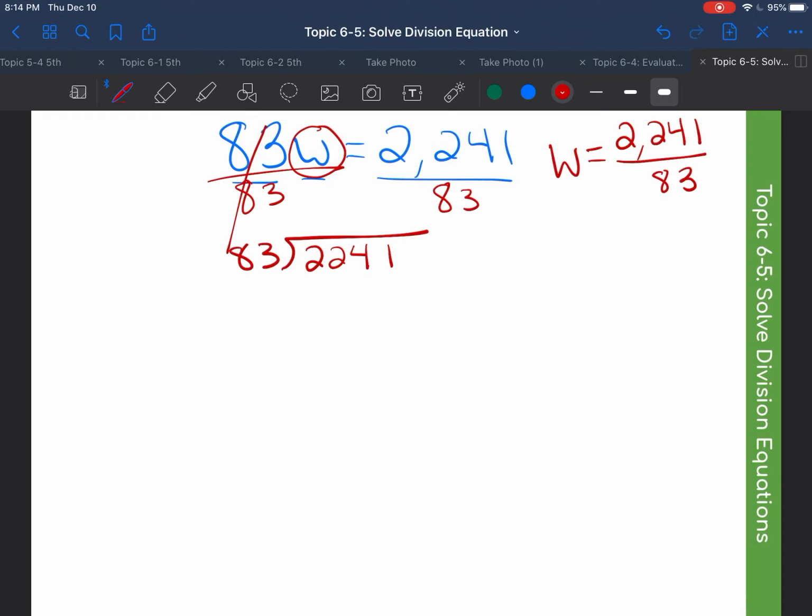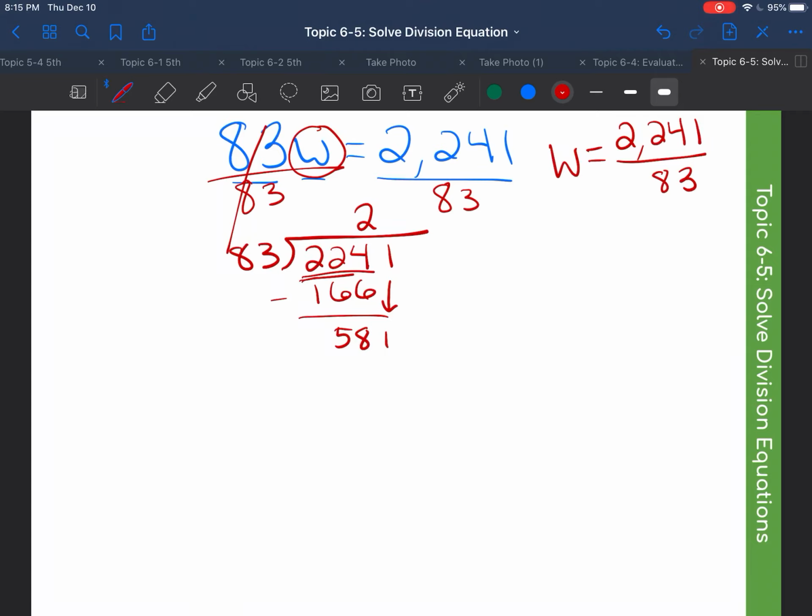All right, so 83, can it go into 2? Nope. Can 83 go into 22? No, it cannot. Okay, can 83 go into 224? Yes. How many times can 83 go into 224? Well, the only amount of times that it can go in without going over is 2 times to get 166. All right, and then we subtract 224 minus 166, and that gives you 58. Bring down the 1. How many times can 83 go into 581?